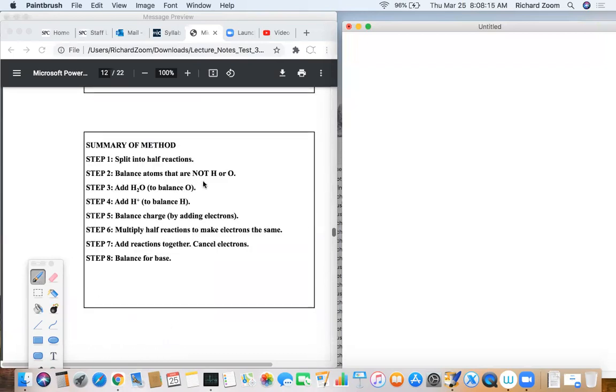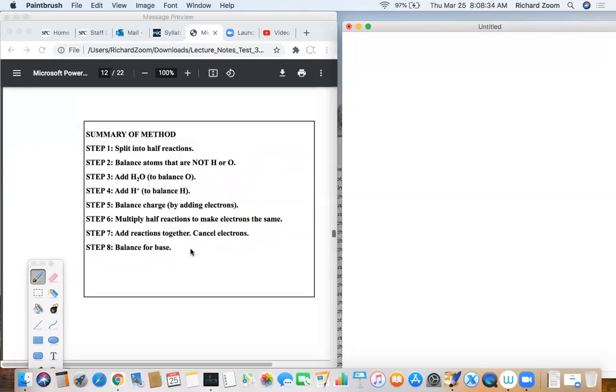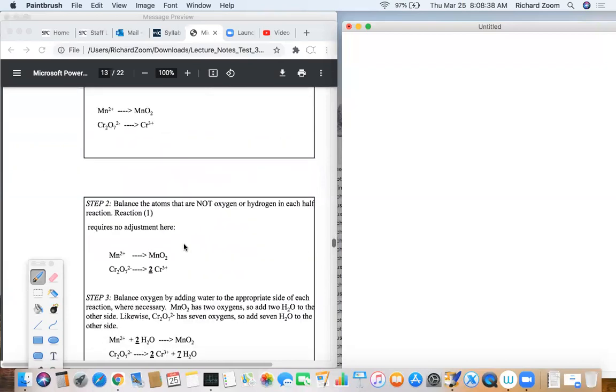We balance the atoms that aren't H or O. We balance the oxygen by adding water. We balance the H by adding H plus. We balance the charge by adding electrons. We multiply the half reactions to make the electrons the same. We add the reactions together, cancel the electrons, and then we balance for basic conditions. So all of these are going to be balanced, first of all, for acidic, and then basic conditions.